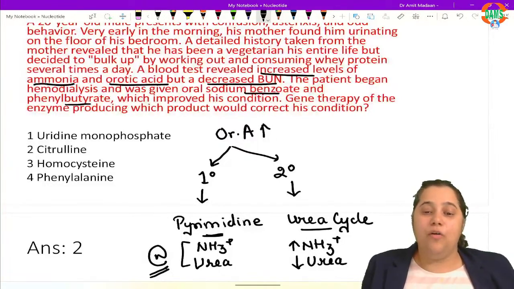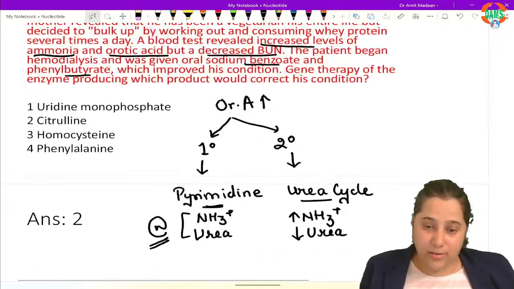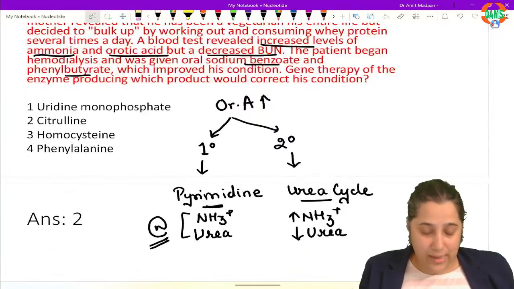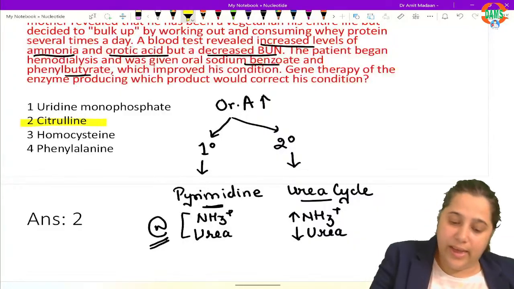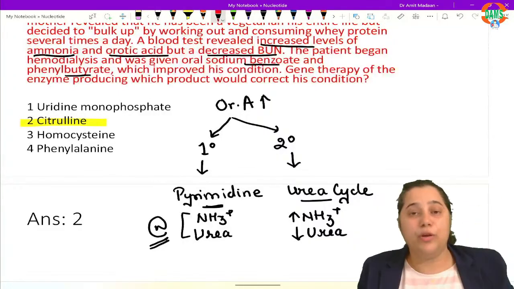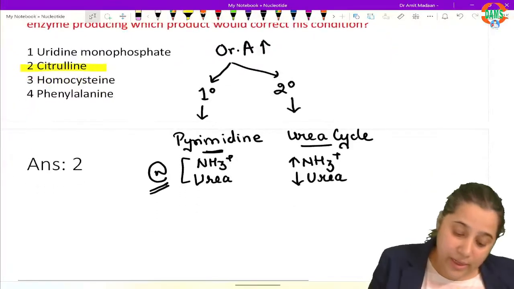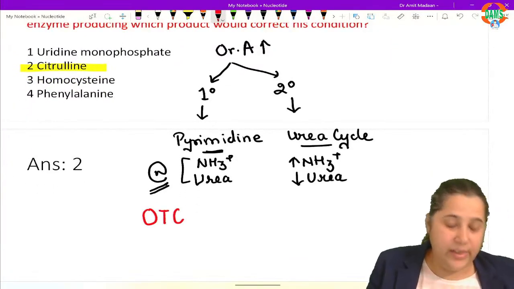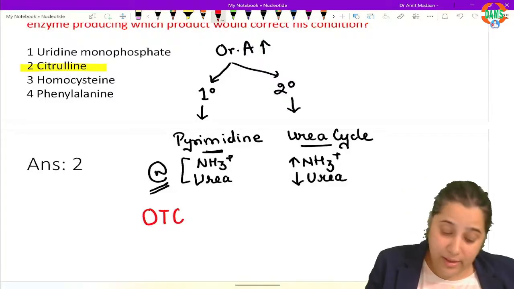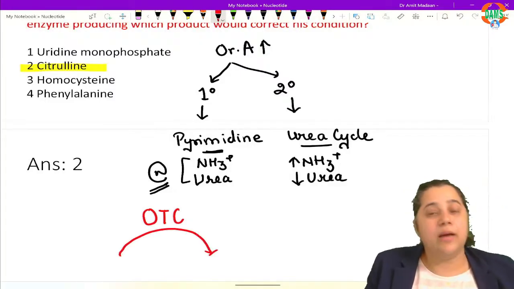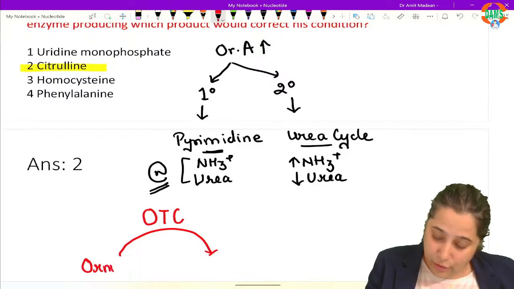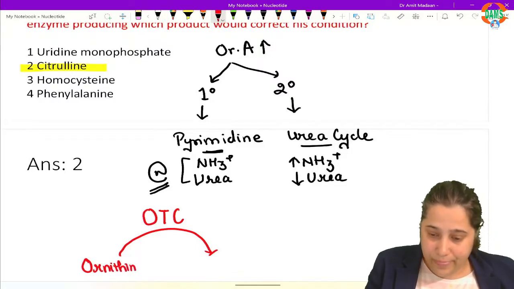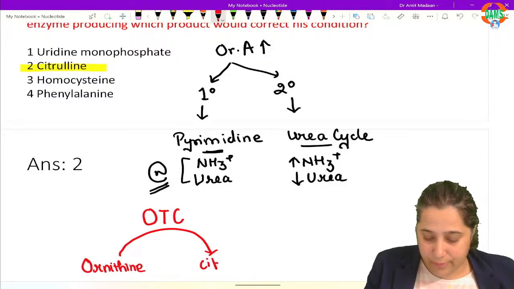Gene therapy of which enzyme product would correct his condition? Of course, you can see the answer, but again, if we see it from the urea cycle point of view, it is a defect of ornithine transcarbamylase. And what does ornithine transcarbamylase convert? It converts ornithine to citrulline.